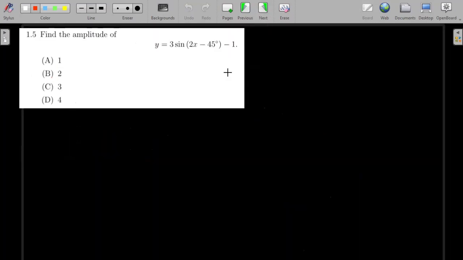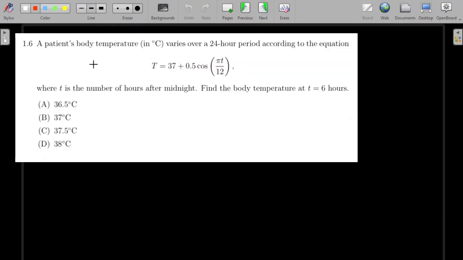Okay, question 5. Find the amplitude of this. So here there's no thinking. The amplitude is just this guy here in front. So you pick 3.